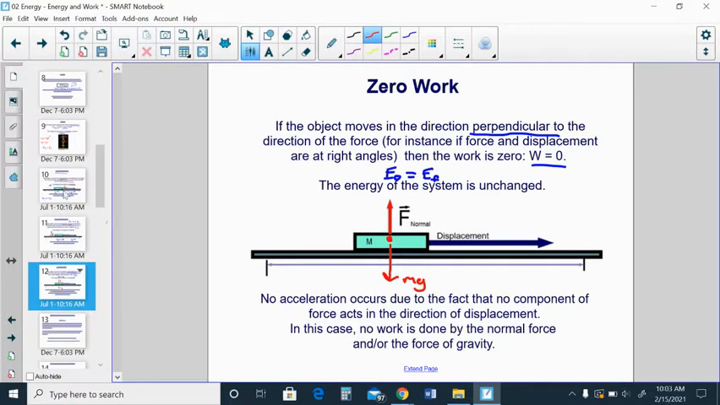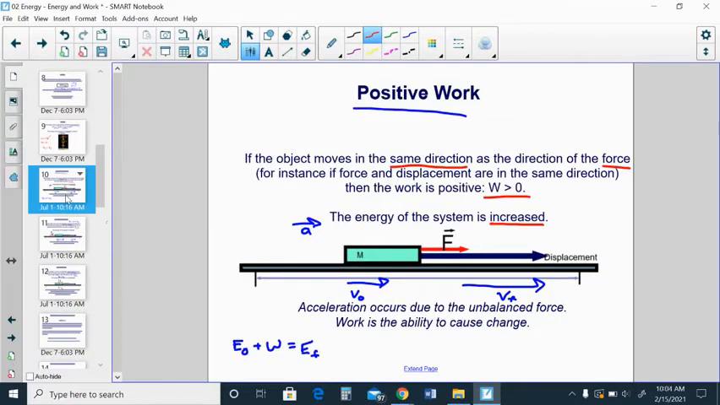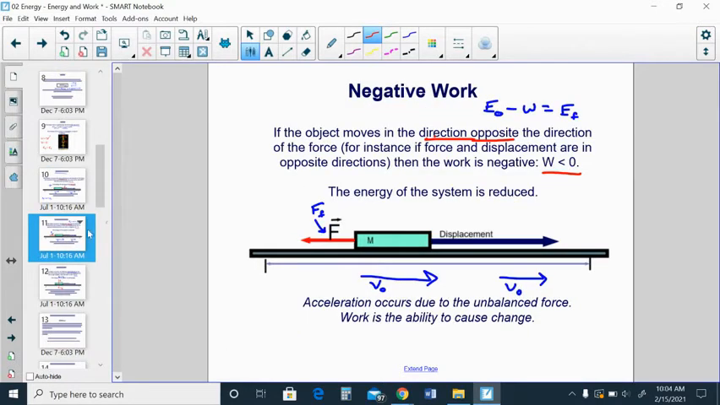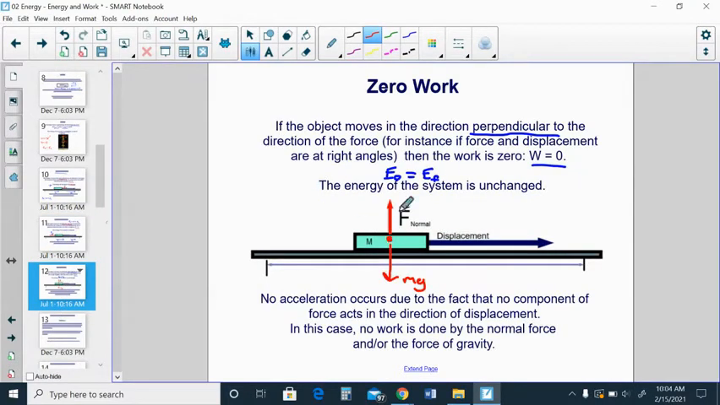So just to recap, positive work increases the energy of a system, and this is when the object is moving in the same direction as the direction of the force, so the displacement and force are in the same parallel direction. Negative work is when the force and the displacement are anti-parallel, and that would decrease the energy of the system. And zero work is when the force and displacement are perpendicular. So that would result in zero work being done on the system, and that final energy would be equal to the initial.